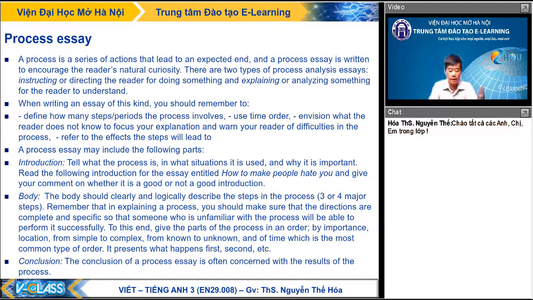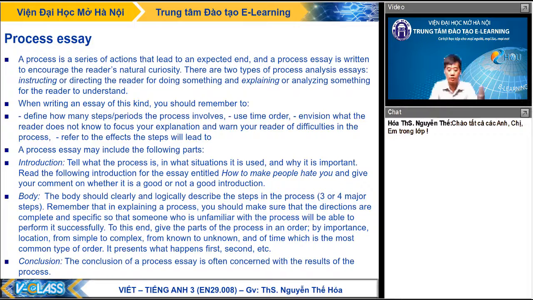When writing an essay of this kind, you should remember two things. Now, you have to decide or determine how many steps, the number of steps or periods, the process involves. You have to identify the kinds of steps or stages in which things may happen. And then later on, you have to use time order.